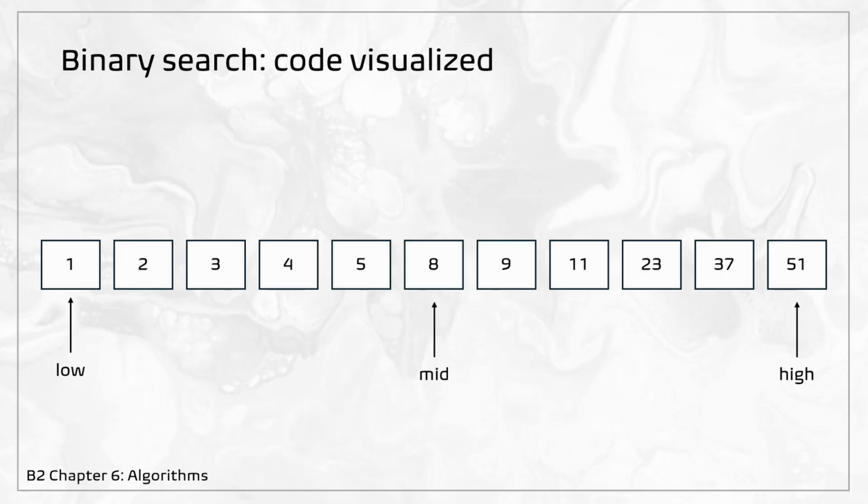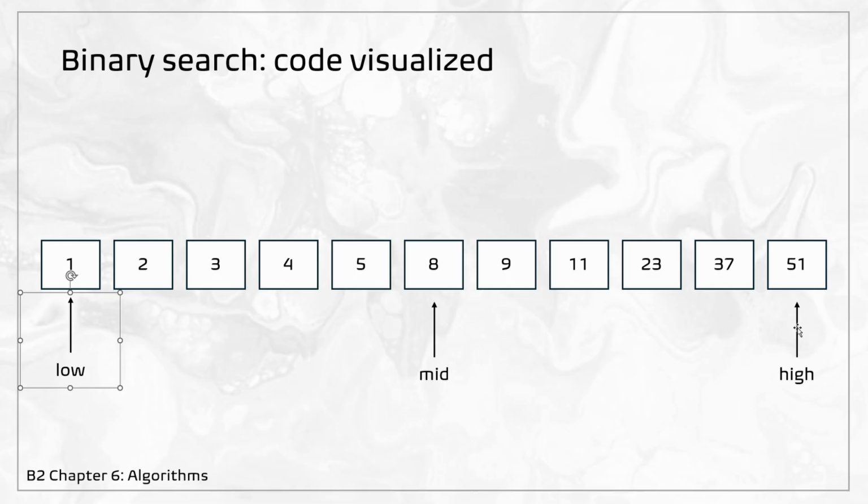Here's a visual diagram for what's going on. You can see that the low, mid, and high variables point to their array elements. The code low equals mid plus 1 that we just saw essentially puts our low pointer right here, which essentially eliminates this half of the array, as the pointers low and high are now limiting the array to this little subsection over here.